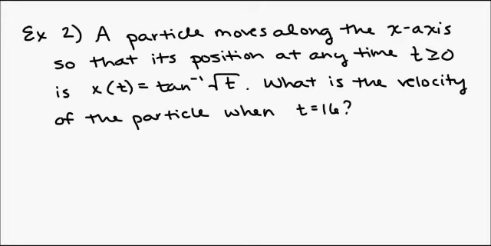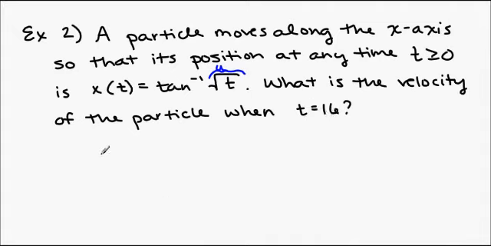Example 2. A particle moves along the x-axis so that its position at any time t greater than 0 is x of t, so x is the position as a function of time, equals arctan of the square root of t. So again, square root of t is my u. What is the velocity of the particle when t equals 16?